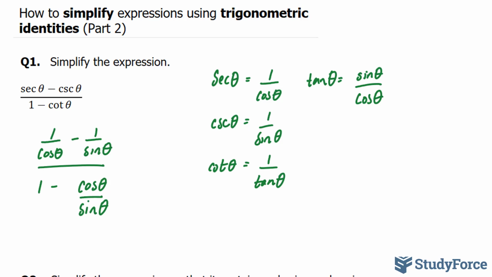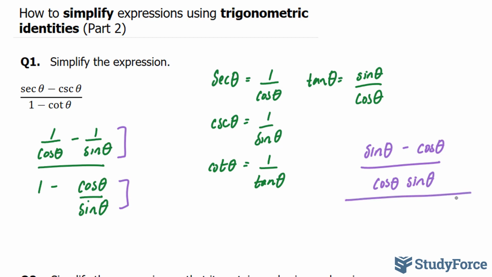The next thing that I'll do is find a common denominator here and a common denominator here. Combining these two terms, we get sine theta minus cosine theta over cosine theta sine theta. And what I did is I multiplied the two denominators together and then multiplied sine theta with 1 and cosine theta with negative 1, and that's what it gave me.